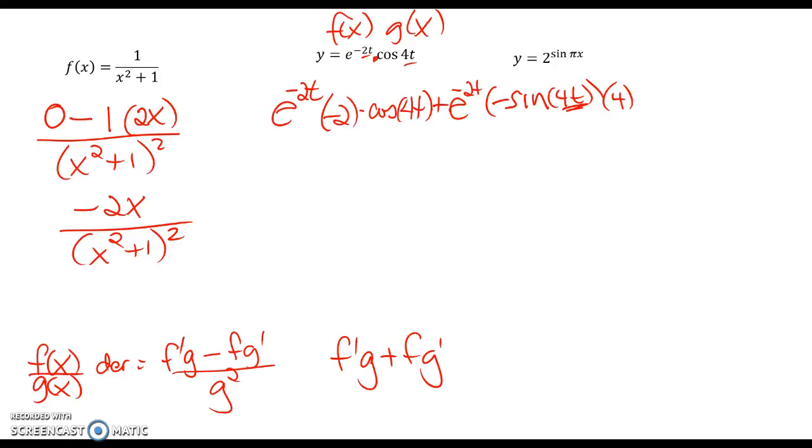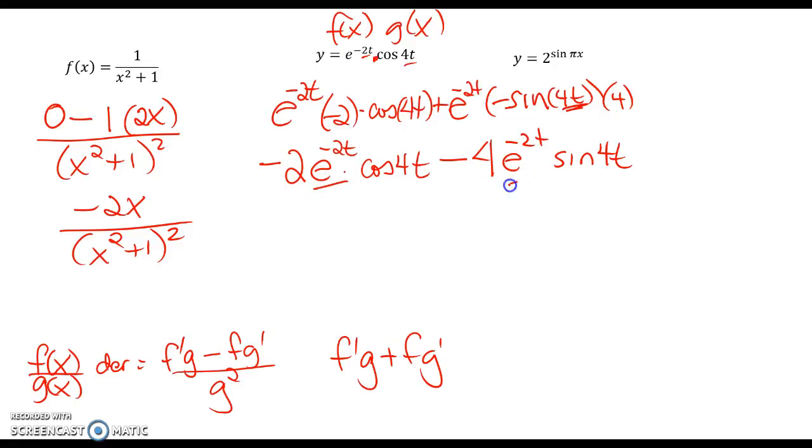So let's see if there's any way for us to write this a little simpler: minus 2e to the minus 2t cosine of 4t minus 4e to the minus 2t sine of 4t. Not sure. If need be, we could factor this out, but I think we don't have to get any more simplified than that.